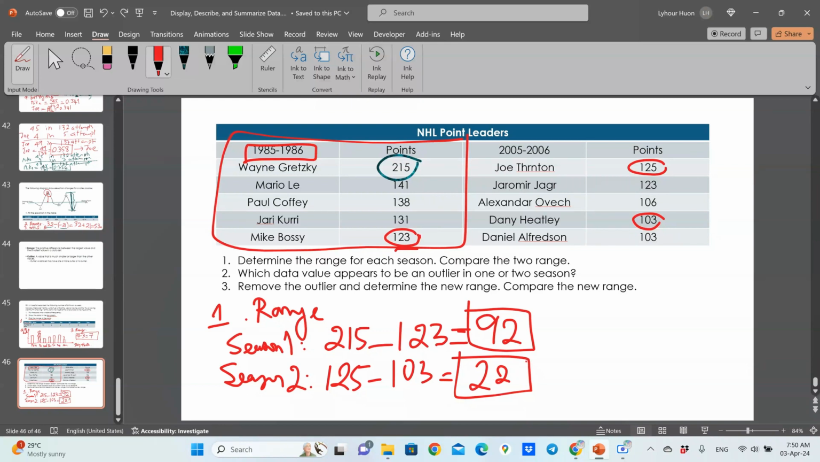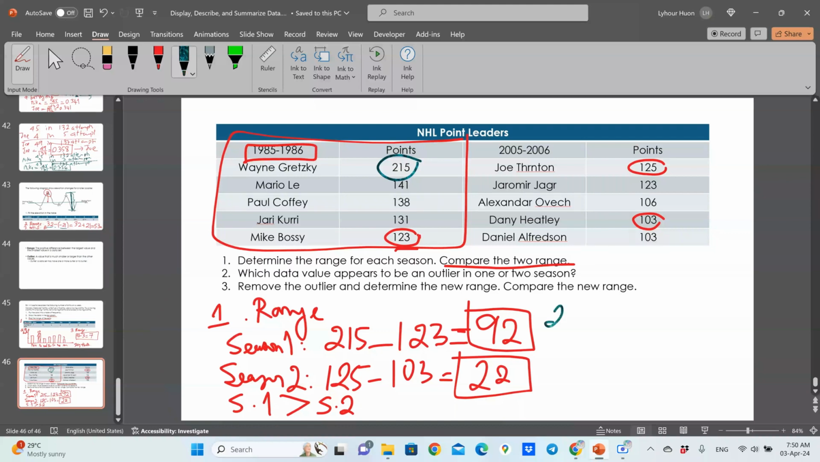Number three. Oh, compare the two ranges. So season one is very high, while season two is very low, right? So compare: season one is greater than season two.